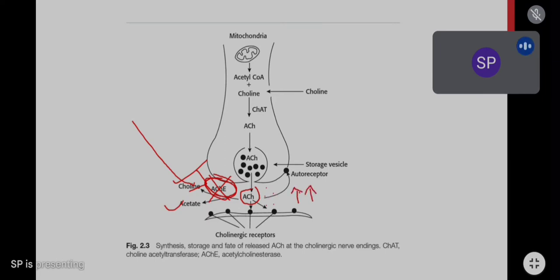So when the concentration of acetylcholine increases, or when acetylcholine is not metabolized, what will happen? More acetylcholine goes and binds on the muscarinic and nicotinic receptors. And what happens? More acetylcholine action can be seen. So the drugs which are inhibiting this enzyme and causing or increasing acetylcholine actions are called indirectly acting cholinergic agonist drugs.